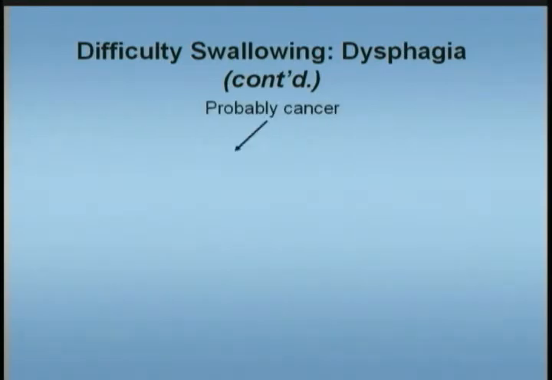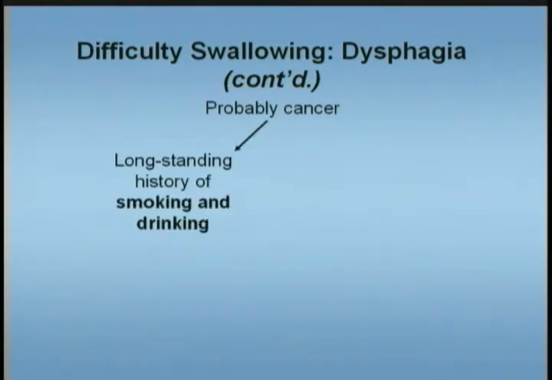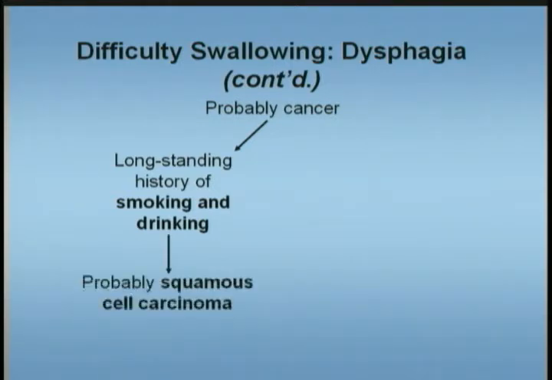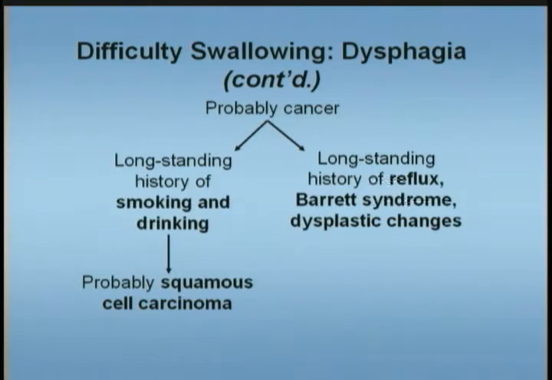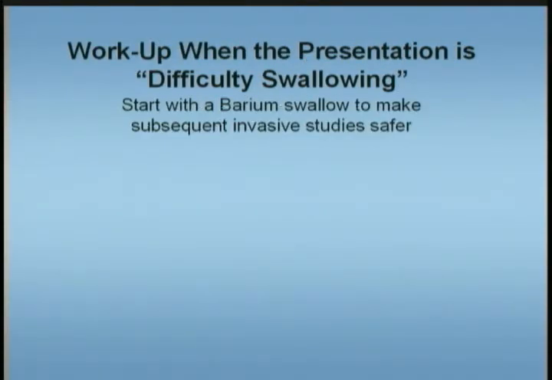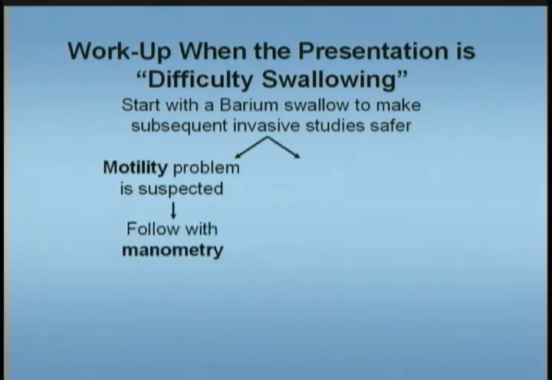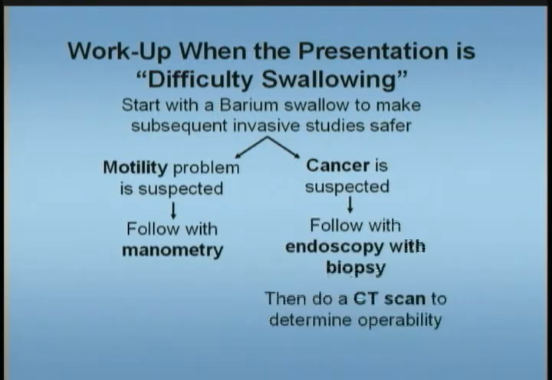Let's continue this topic. If we think it is cancer and there is a long-standing history of smoking and drinking, it's probably squamous cell carcinoma. And if we think it's cancer, but the preceding history is long-standing reflux, Barrett's, and dysplastic changes, we're dealing with adenocarcinoma. In either case, let's start with a barium swallow to make subsequent invasive studies safer. If a motility problem is suspected, you follow with manometry. If cancer is suspected, you follow with endoscopy and biopsy, and then CT scan.